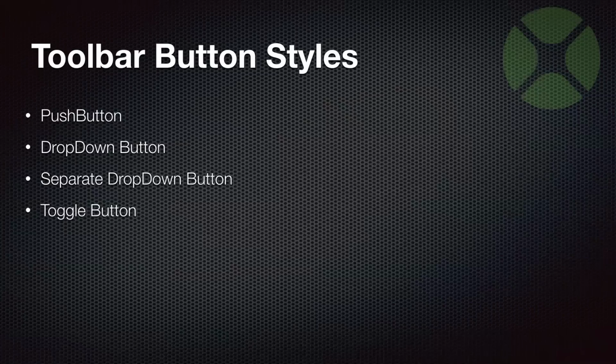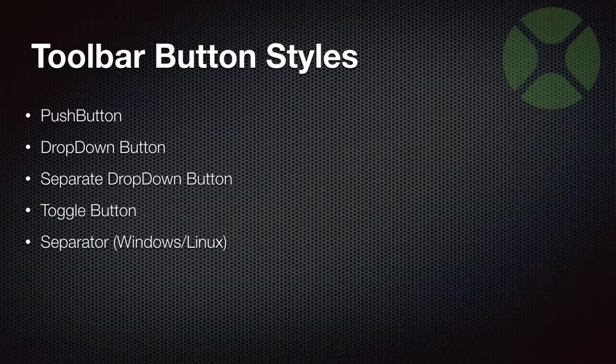A toggle button would stay selected when you click it. So it might indicate some state in your app. Like if you've ever seen a toolbar that has bold and italic buttons on it, when you click bold, the button stays pressed. So that would be a toggle button.